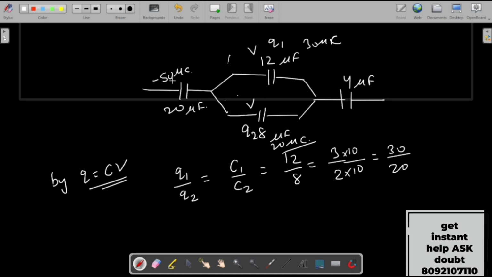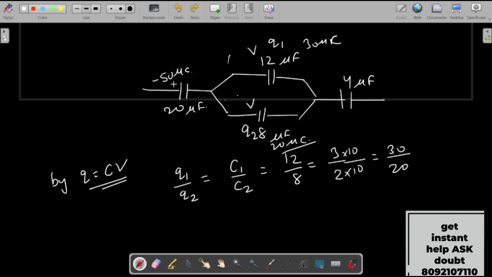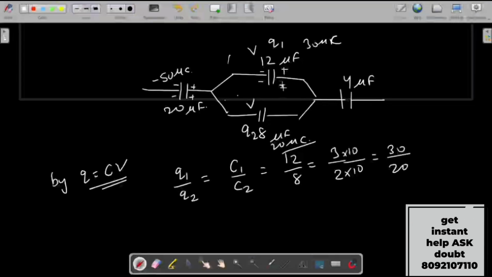And as we know, in a capacitive circuit, the positive and negative charges on the plates of parallel plate capacitors are arranged in an alternate manner. So if the left plate has a negative charge, then here it will be positive, and in this manner here again it will be negative on this plate, and on this plate it will be positive charge.